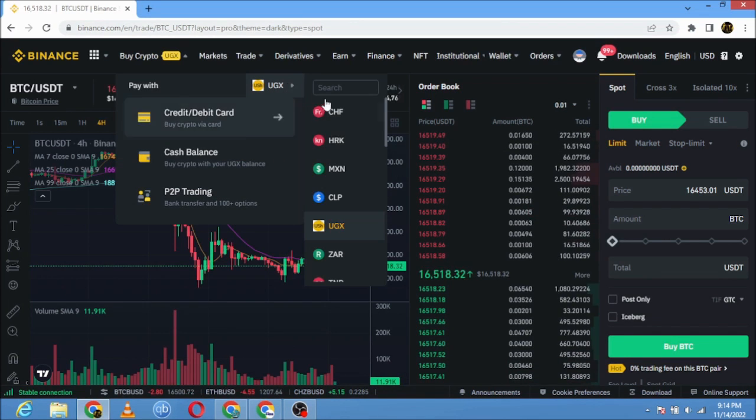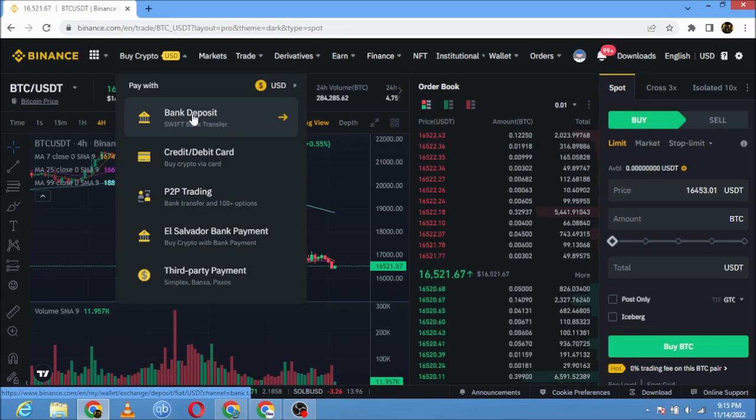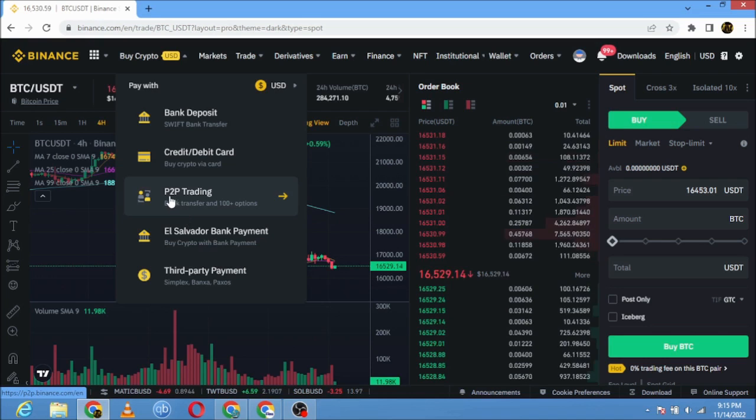Now if you are from another country, maybe you want to use US dollar. When you change it to US dollar, you can see that you can get your crypto through Swift bank transfer. Then there is credit or debit card. Those are still the same cards, MasterCards and Visa cards and so forth. Then there's peer-to-peer trading. This is where I give you crypto and you give me cash, or vice versa.